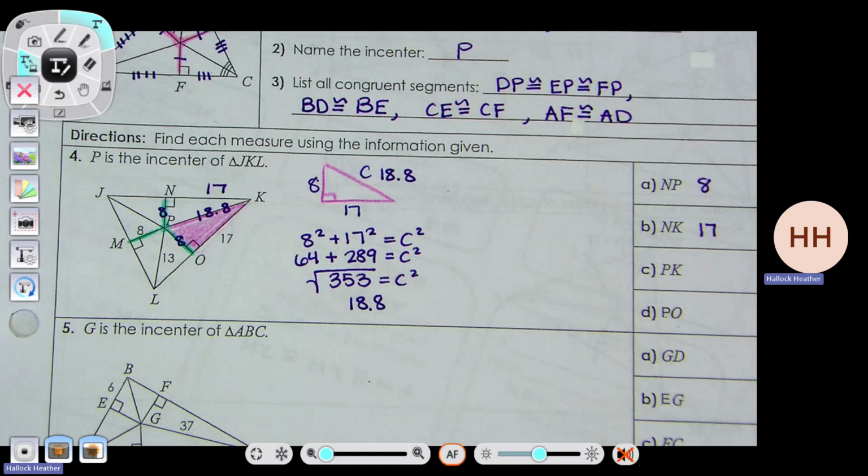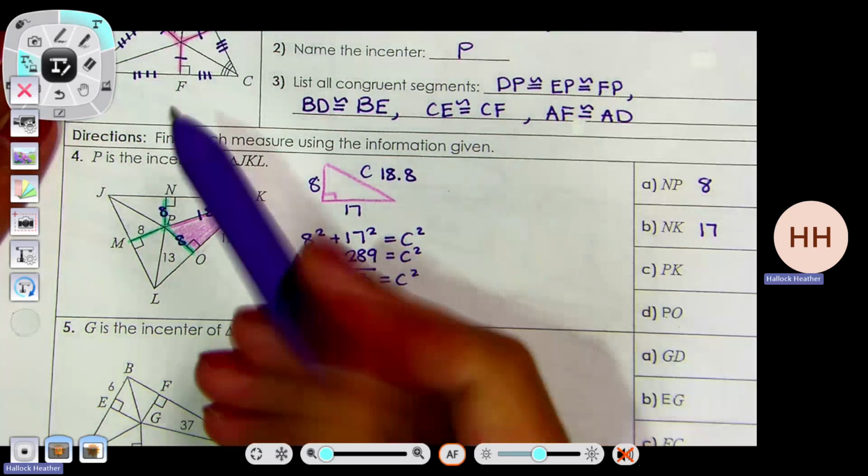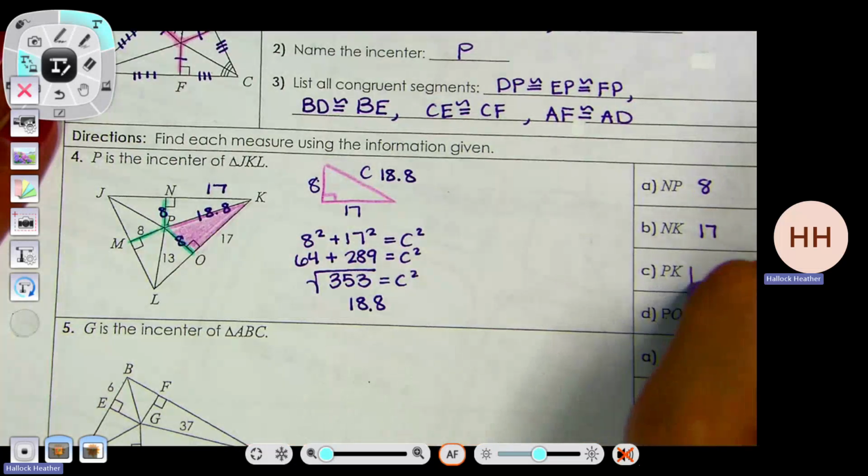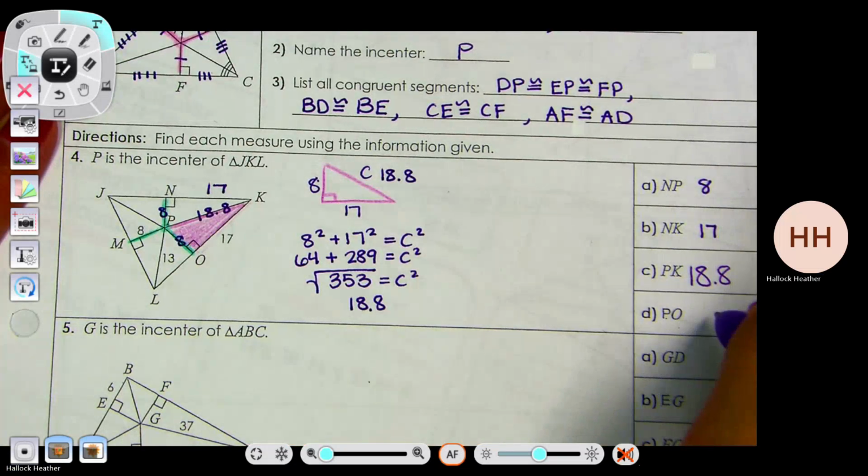So can 18.8 go anywhere else? No. No, because the hypotenuses are not the same. So 18.8 can go here. How much is PO? Yep. 8. 8. Nice. Okay.